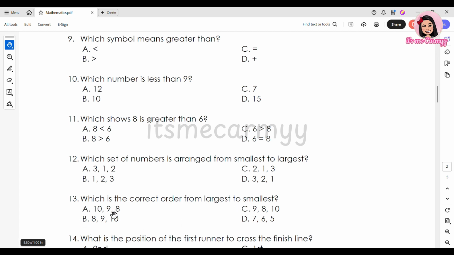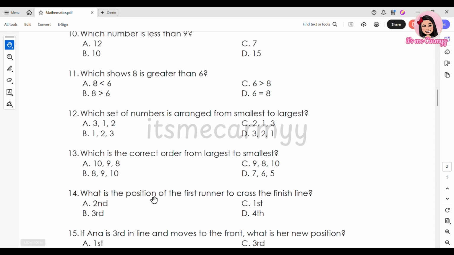13. Which is the correct order from largest to smallest? A. 10, 9, 8. B. 8, 9, 10. C. 9, 8, 10. D. 7, 6, 5. 5, 4, 3, 2, 1. The correct answer is letter A. 10, 9, 8.